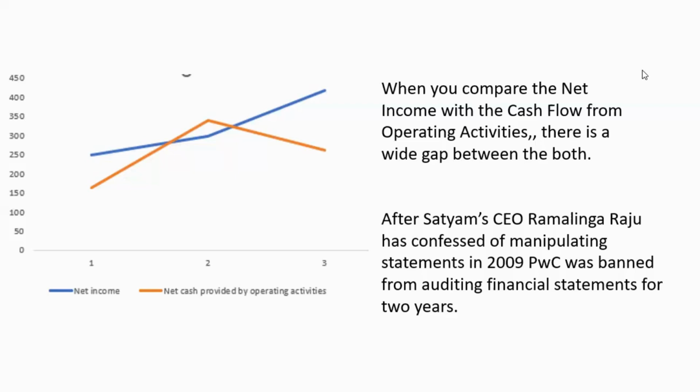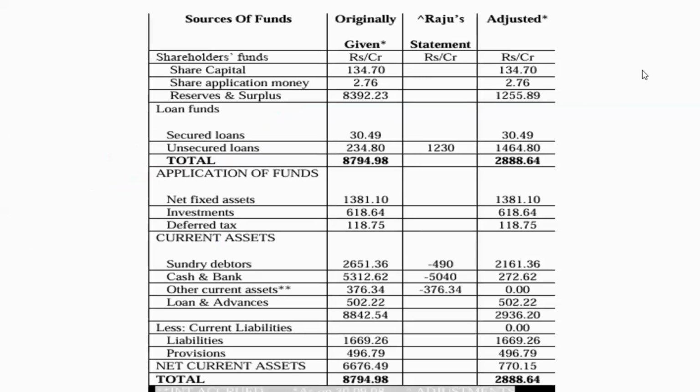After the Satyam CEO's confession, PwC, who was the auditor of Satyam, was banned from auditing financial statements for 2 years. This is the original statement, as you can see over here, and you can see the cash and bank balance, 5,040 crores.